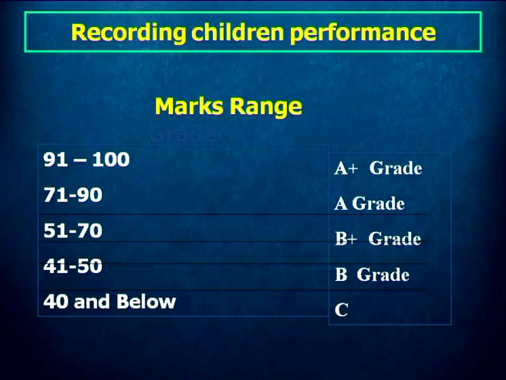Whoever gets E grade, the child will fail in the examination. So, between 0 to 34 you will get E grade, 35 to 50 you will get D grade, 51 to 60 that is C grade, okay, 61 to 70 B grade, and above 70 B1, B2, like we will say A1 grades and A2 grades. So, this is the way to give the grading.